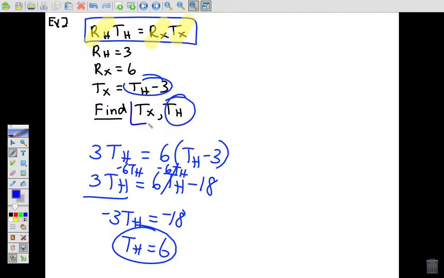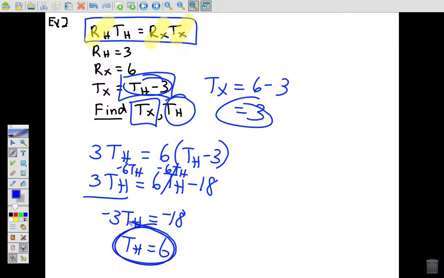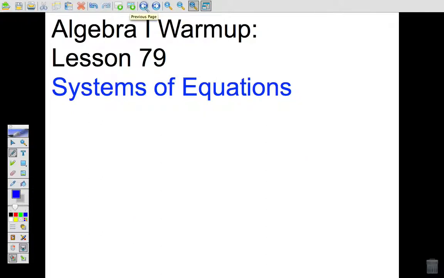Now I need to end it off. I also need to find out what TX is. Well, TX is whatever TH is, which is 6, minus 3. So TX is equal to 6 minus 3, or in other words, 3. So TX is 3, TH is 6. And what we've talked about then is systems of equations, and really all this is a repeated substitution in order to solve for a certain variable.